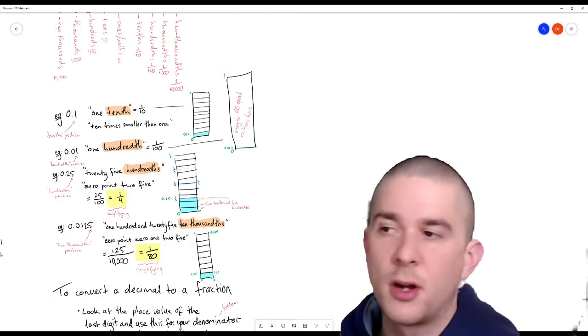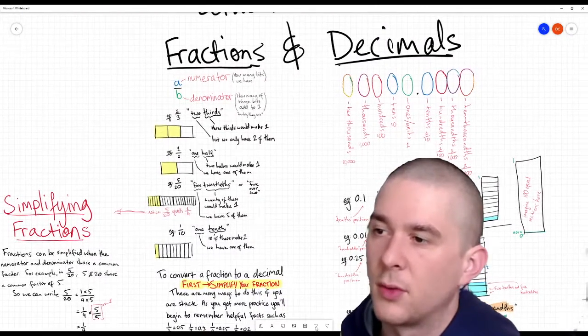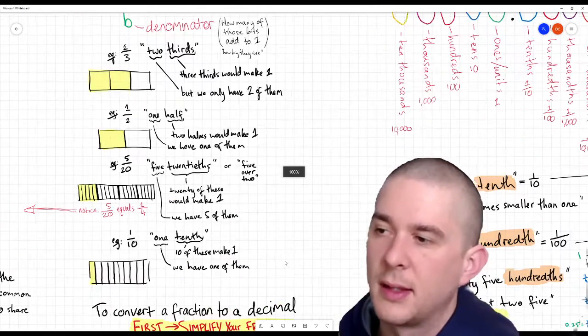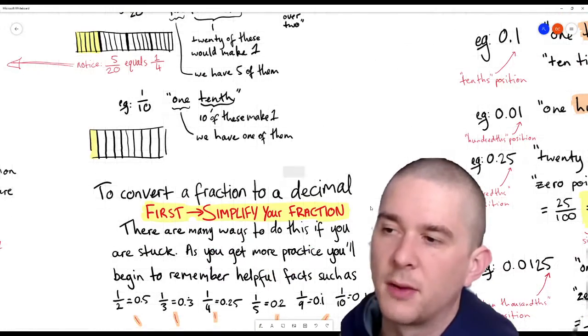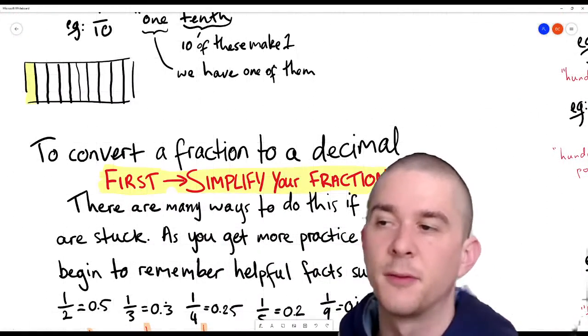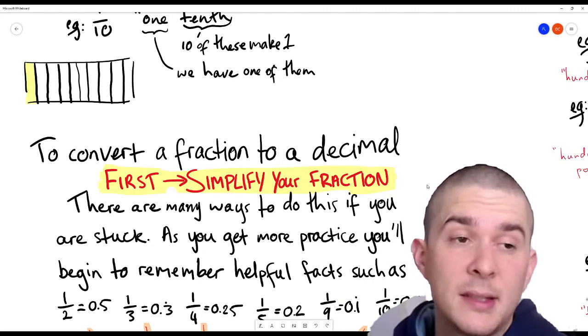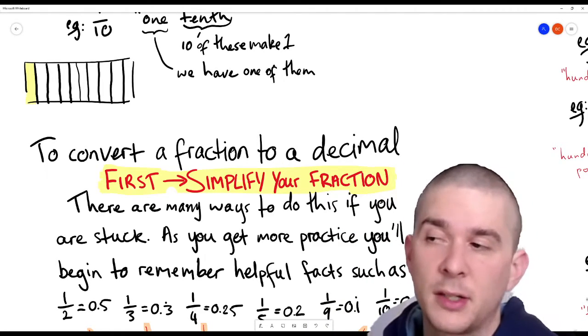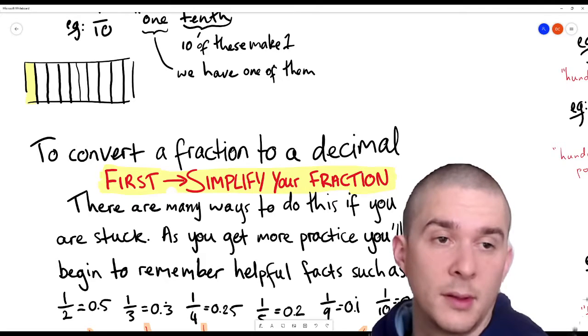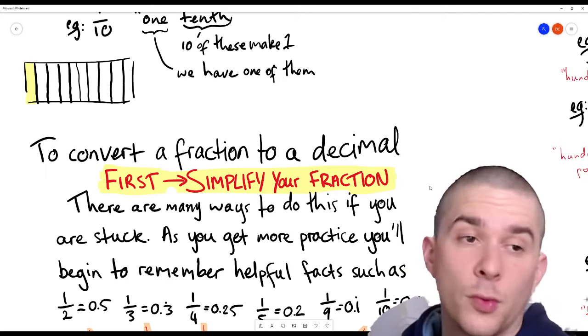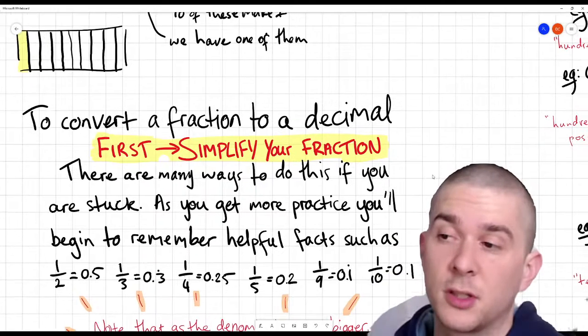Now we started over here looking at what fractions are, and let's go into some detail about converting fractions to decimals. Now the first thing you always have to do is simplify your fraction. You can still do this if you don't simplify your fraction, but it will be harder. It's always easier if you simplify your fraction first. So remember, we're going to go over simplification in just a moment.